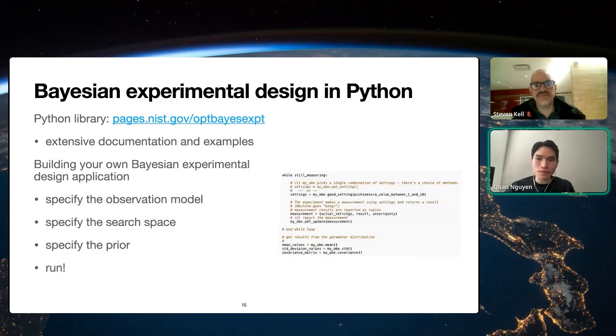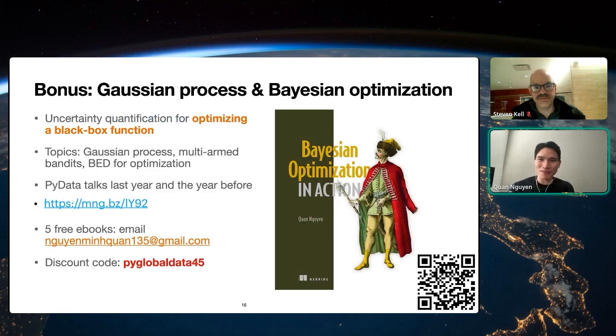Finally, I know I'm way over, but just to wrap up, I recently wrote a book on Bayesian optimization. It's a special form of Bayesian experimental design, when you use it to optimize for an unknown quantity of interest, where you want to maximize or minimize that quantity. I gave a PyData talk last year and the year before on this too, so feel free to search on YouTube for these talks.